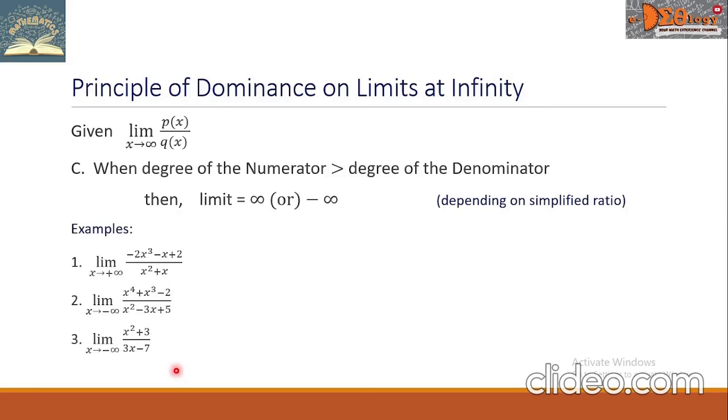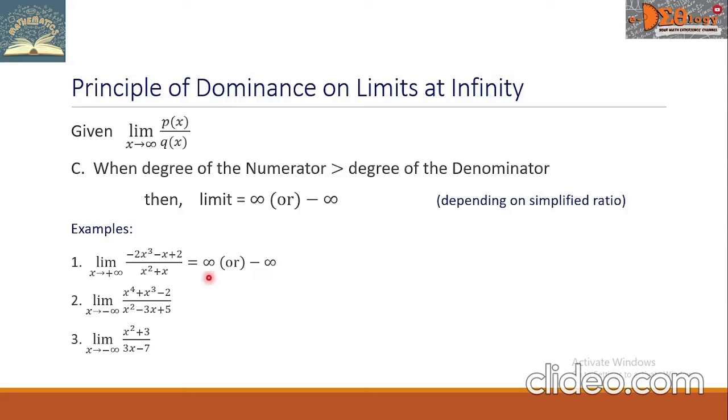Let's have three examples. Number 1, the limit of negative 2x cubed minus x plus 2 all over x squared plus x as x approaches positive infinity. In the numerator, the degree is 3. In the denominator, the degree is 2. So the degree of the numerator is more than the degree of the denominator. In this case, the answer is positive infinity or negative infinity.